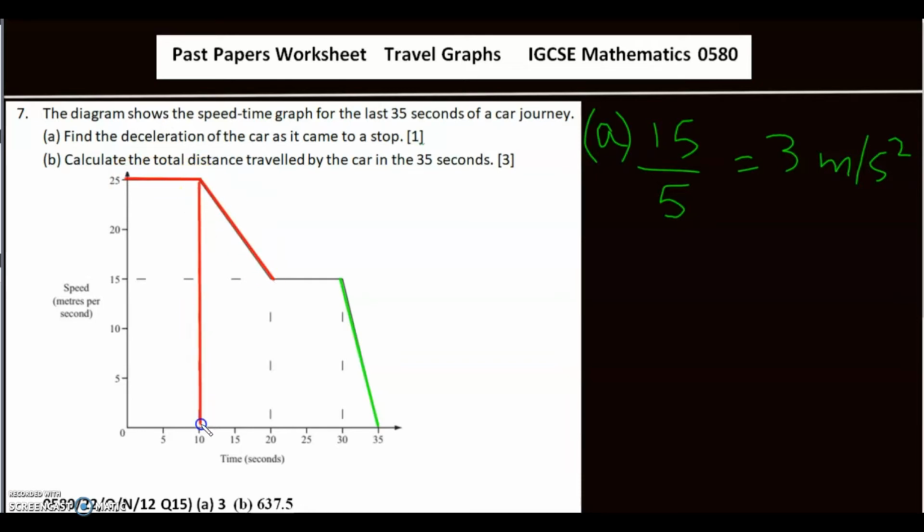This is one rectangle, then a trapezium, and then another trapezium. Okay, so start with area of the red rectangle, that's length times width.